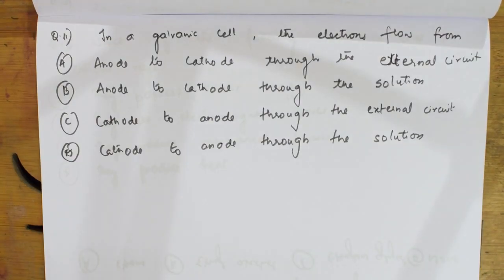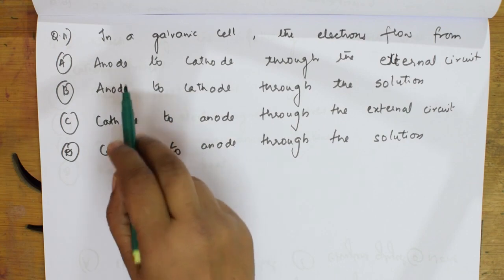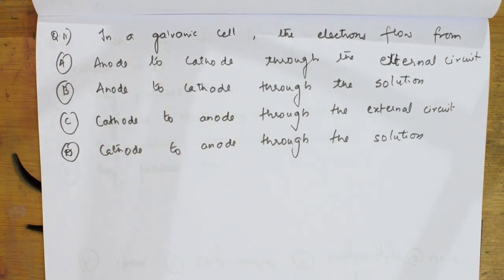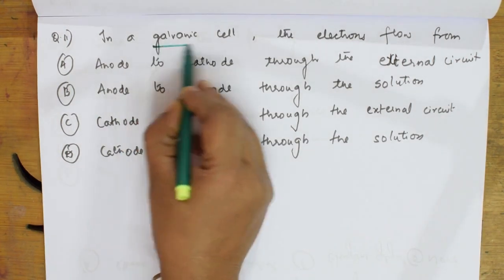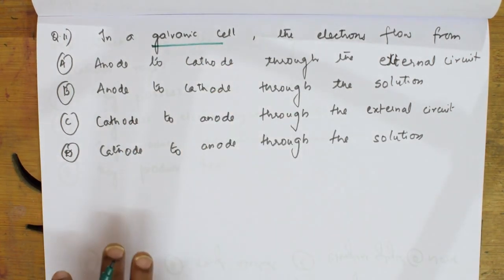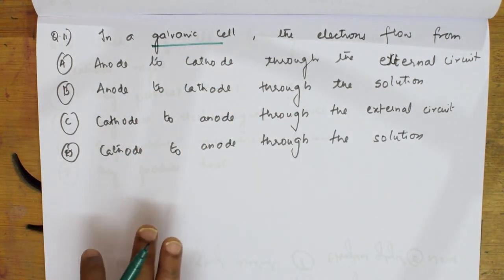This question is basically an electrochemistry chapter question, right? So solutions we have done. Now let us see the electrochemistry question. What do they give us? In a galvanic cell, the electrons flow from, okay, the simplest question. So they have given one option, galvanic cell. So basically in a galvanic cell, from where do the electrons flow?